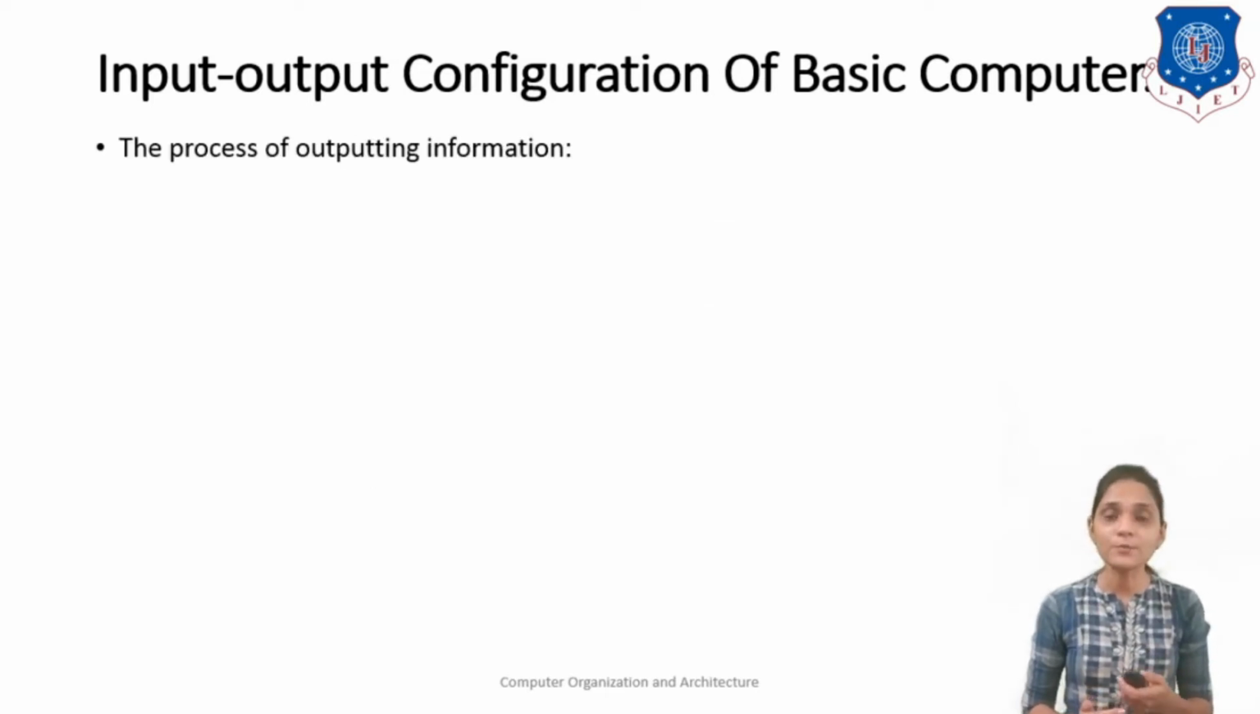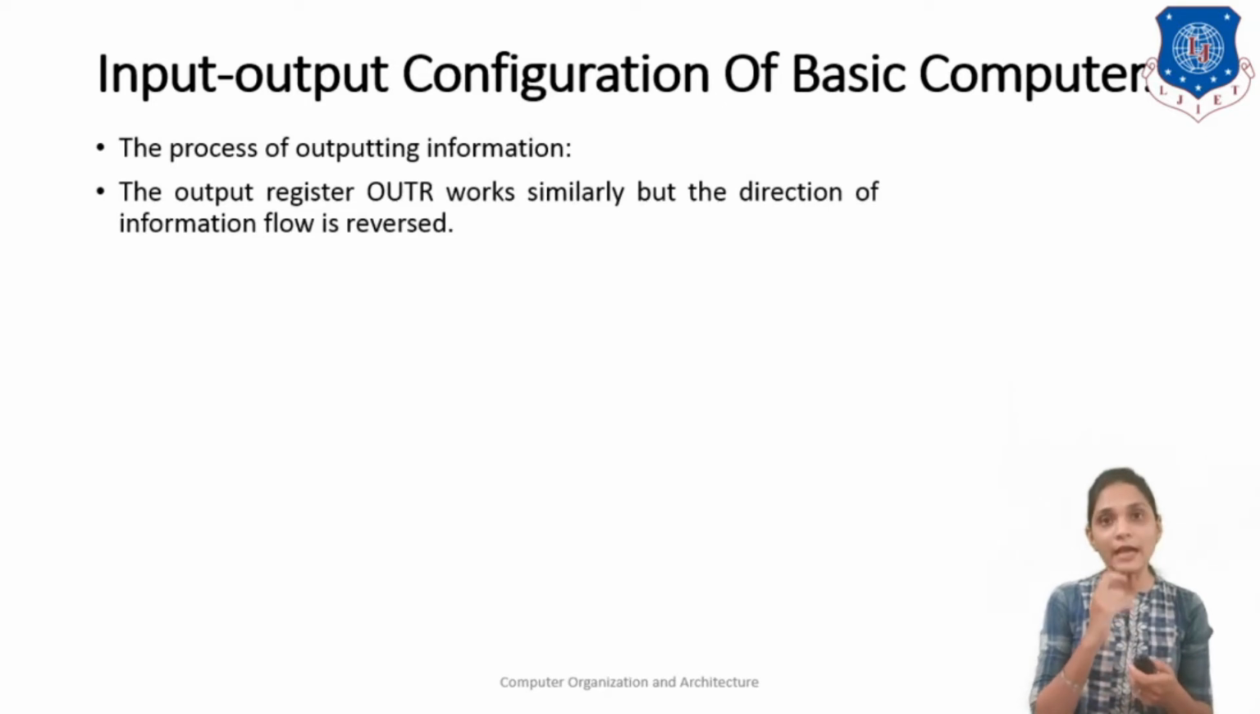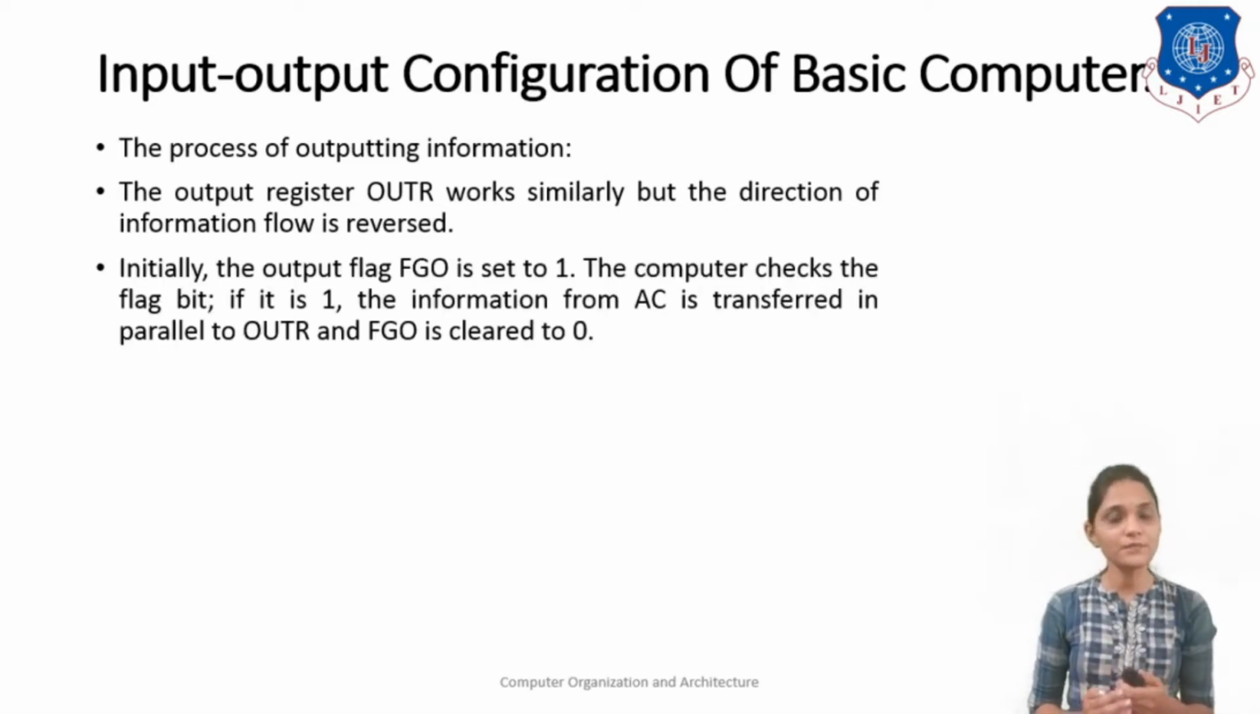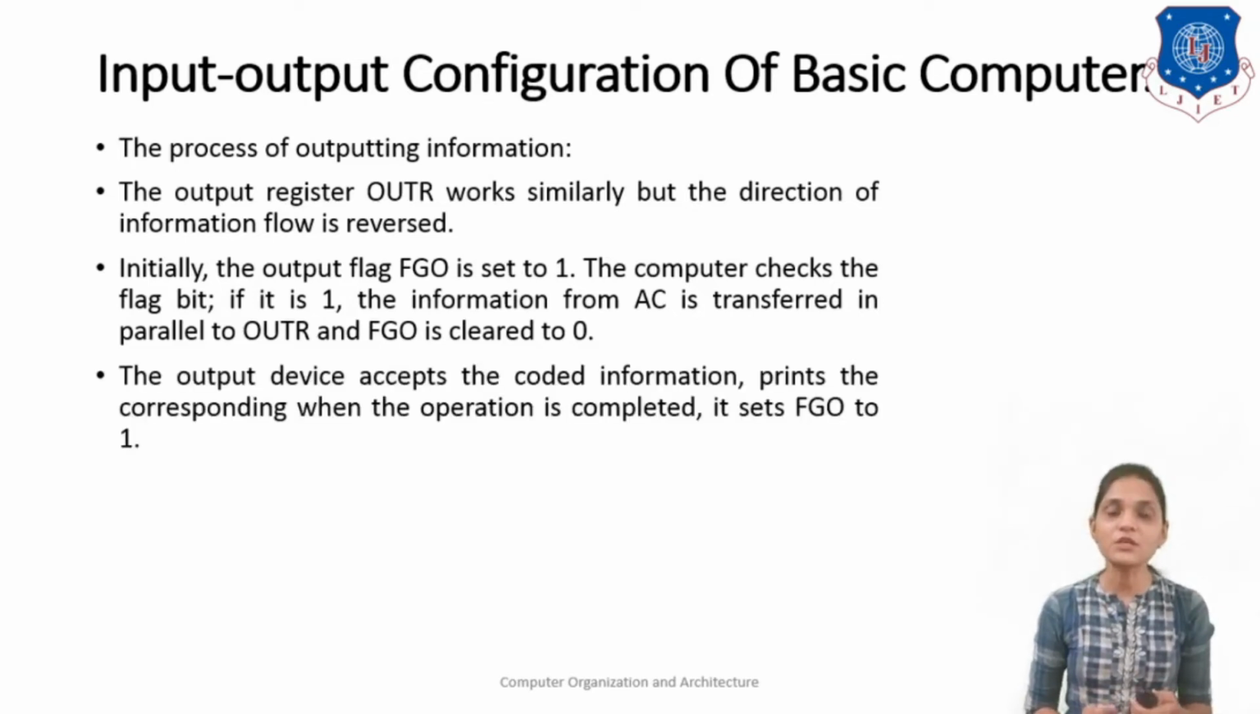Next, if we consider the process of outputting the information, the output register OUTR works similarly, but the direction of the information flow is reversed. Here, initially the output flag FGO is set to 1. The computer checks the flag bit. If it is 1, the information from the accumulator is transferred in parallel to the OUTR, and the FGO is cleared to 0. The output device accepts the coded information and prints the corresponding character. When the operation is completed, it sets FGO to 1, so that the next character can be transmitted for printing.